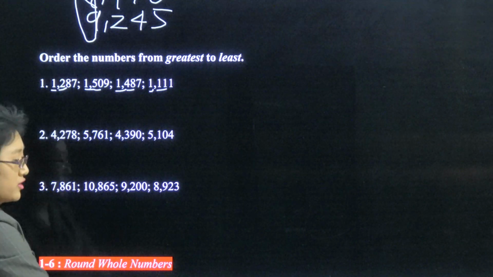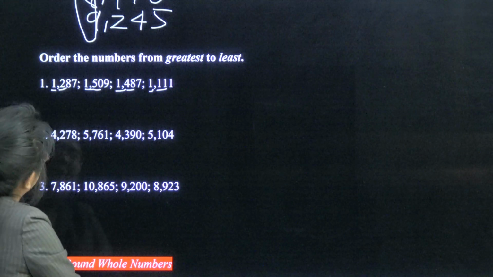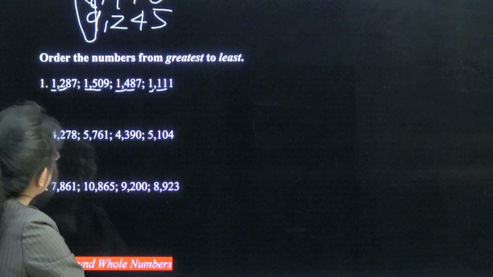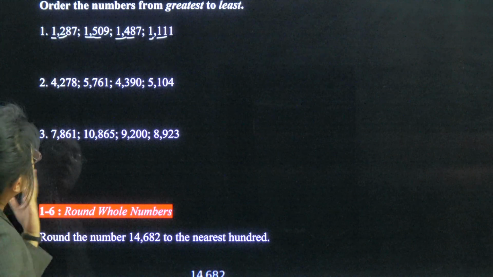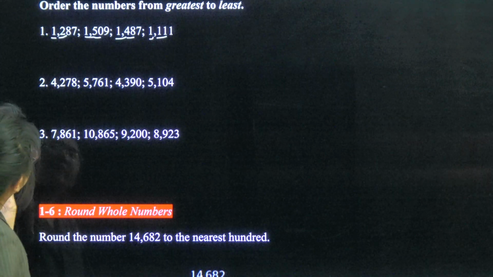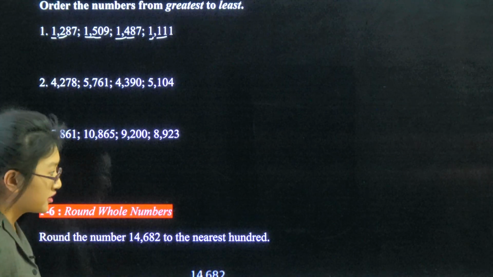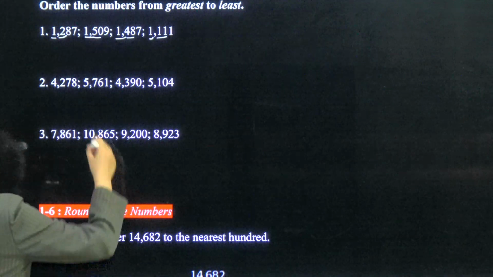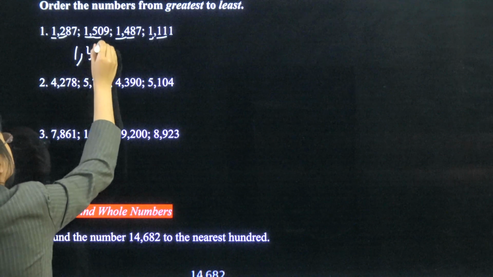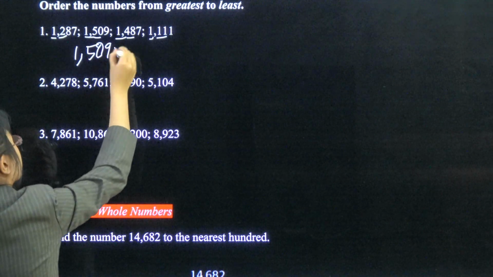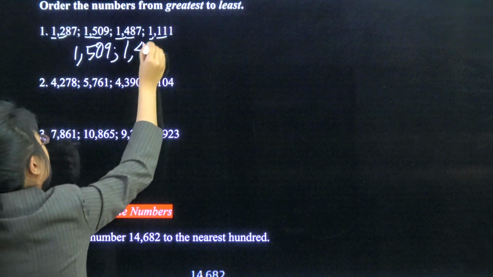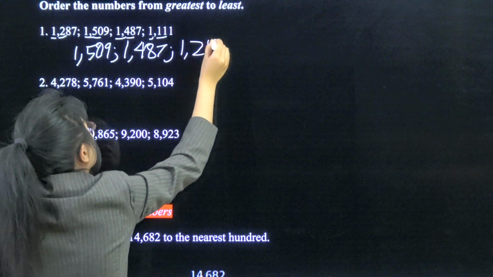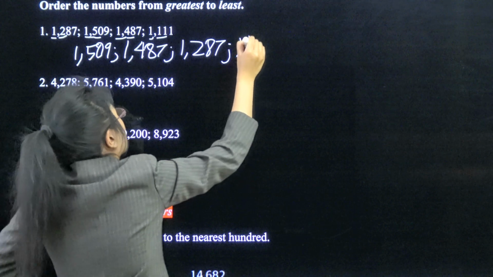Now, out of the hundreds places, there's 1, 4, 5, and 2. And if we order 1, 4, 5, 2 from greatest to least, it would be 5, 4, 2, 1. So that's how it's going to go. The one with the 5 in the hundreds place comes first, then the one with the 4, then the one with the 2, and then the one with the 1.